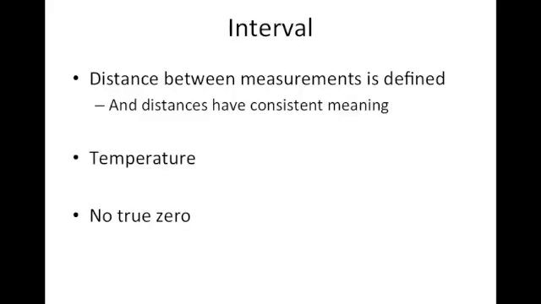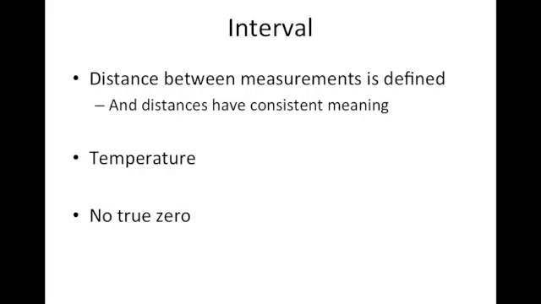Moving on to interval scale, the distances between the measurements are now defined. And the distances have consistent meaning as well. So a good example of this might be temperature. If we move up the scale from 20 degrees centigrade to 30 degrees centigrade, we're talking about the same amount of heat difference compared to if we were to move down the scale from 20 degrees to 10 degrees centigrade. In both instances, there is a difference of 10 degrees centigrade. But there's no true zero in interval scale. That's what's lacking with the interval scale, an absence of a true zero.